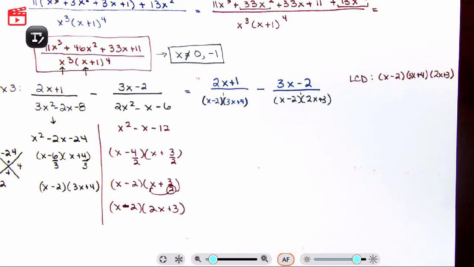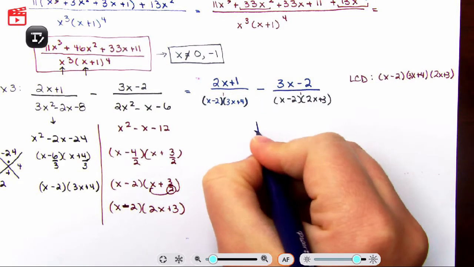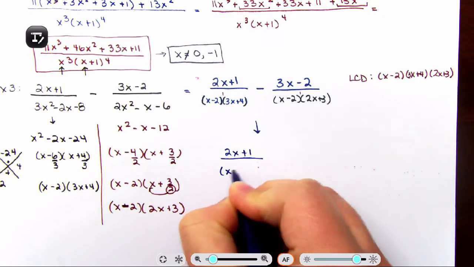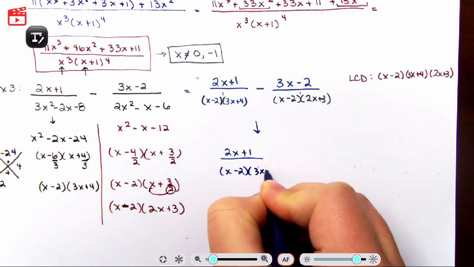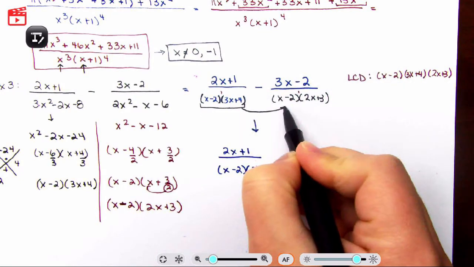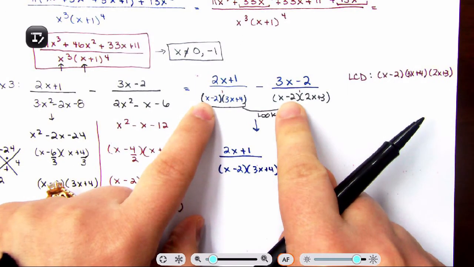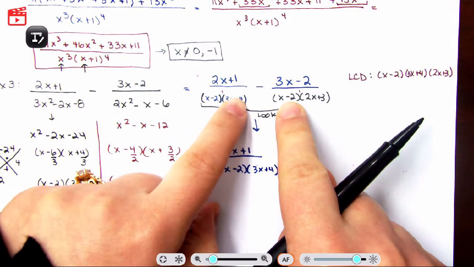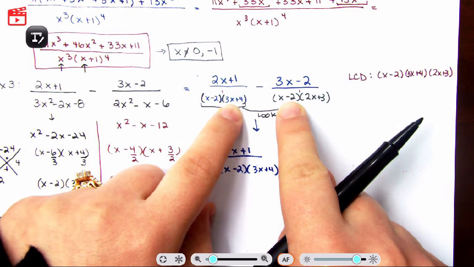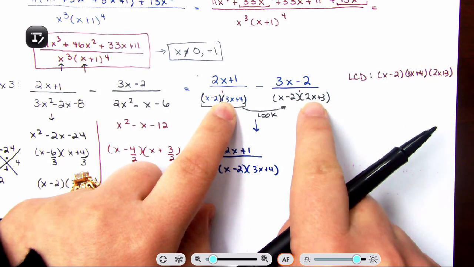So you're asking yourself what is missing. This is what I do. I don't like to write out the LCD. I ask myself immediately what is missing, and I multiply top and bottom by that. So if I'm looking at my other denominator, I know that I have an x minus 2 in both. I have a 3x plus 4 in this denominator. I don't have it in this denominator. However, I'm asking myself, what is missing?